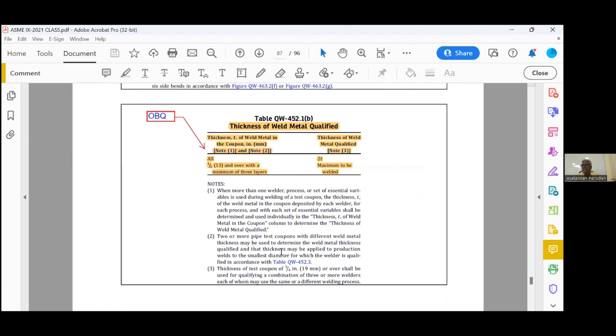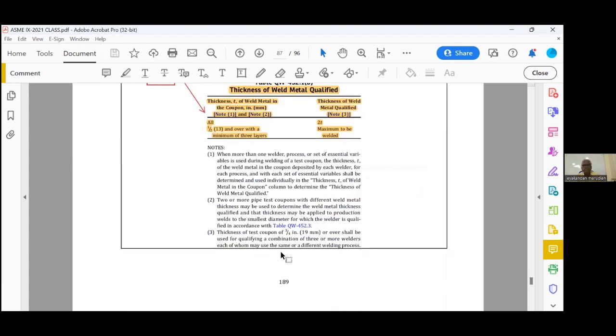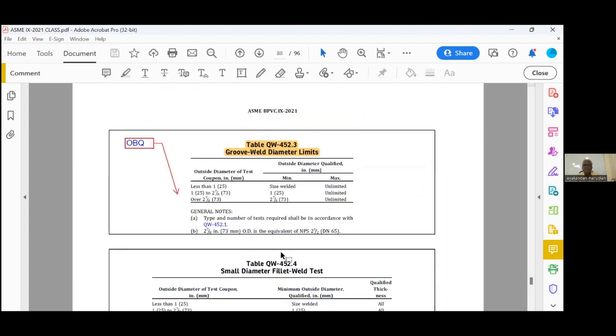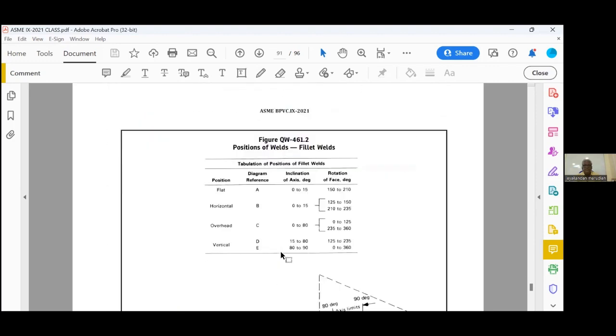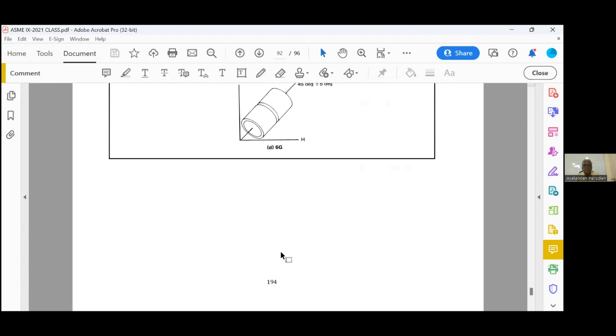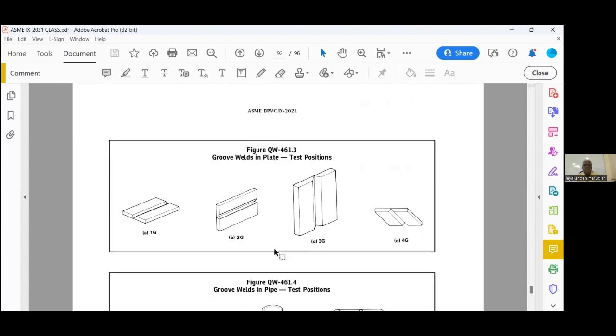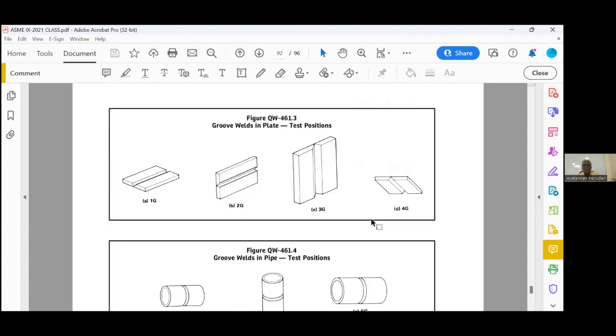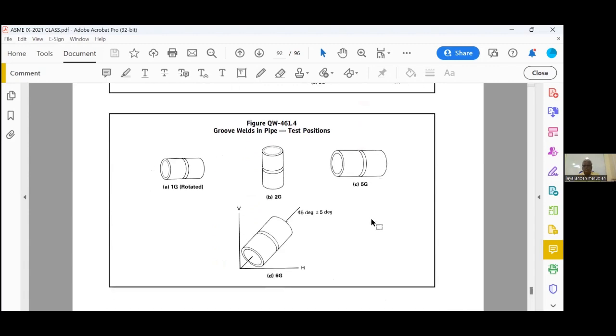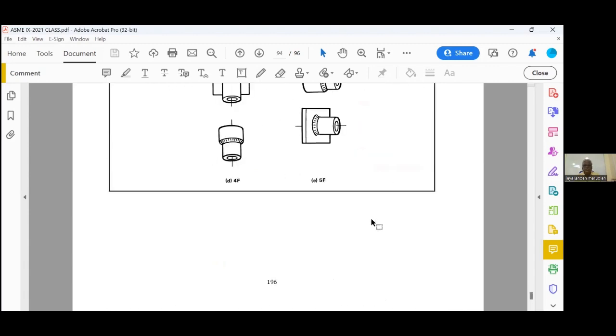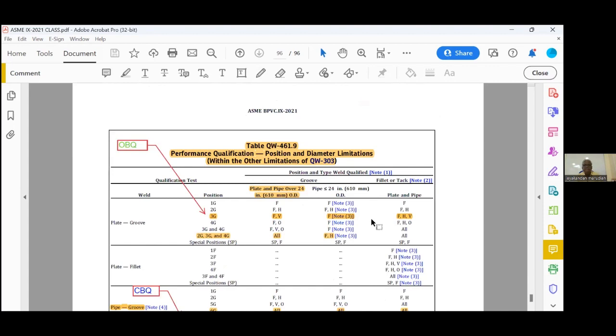Then this table we highlighted already, 452.1b. Next page, 452.3, we already highlighted, open book. Then after that, please go to page number 194. You can see the positions here. 1G, 2G, 3G, 4G. This one. Then finally, page number 198. This also we highlighted. That's all, Section 9.